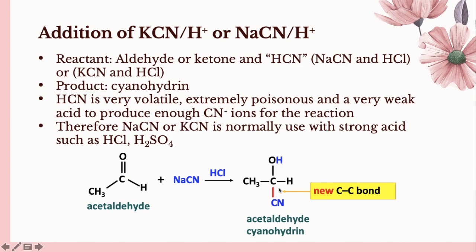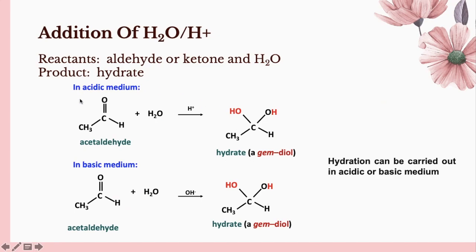Cyanohydrin means the CN single bonded to C, the cyano part, and the OH hydroxyl group attached to the carbon that is attached to the CN. That is cyanohydrin, the compound that has CN attached to the same carbon as the OH. That's cyanohydrin.